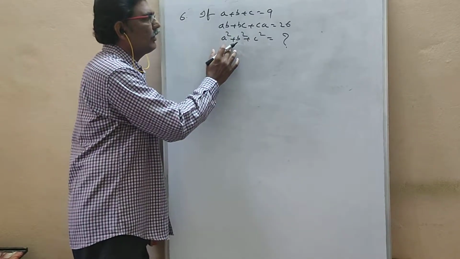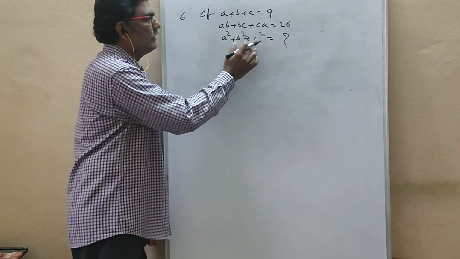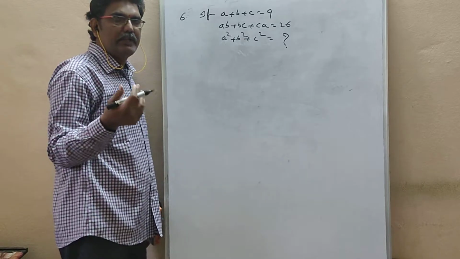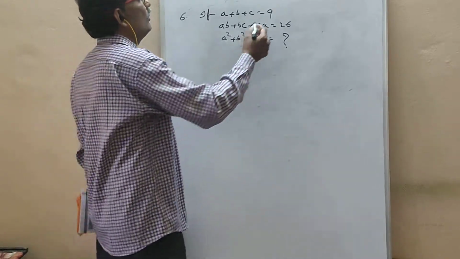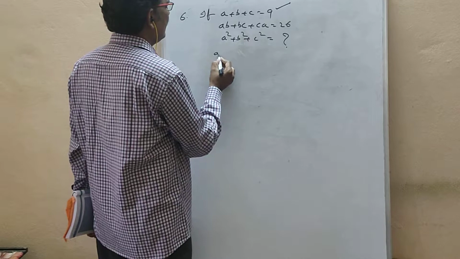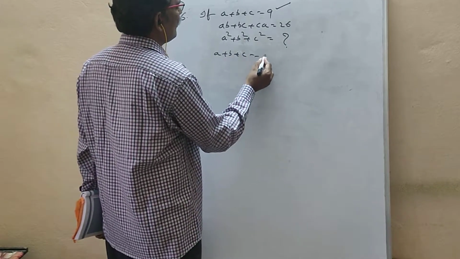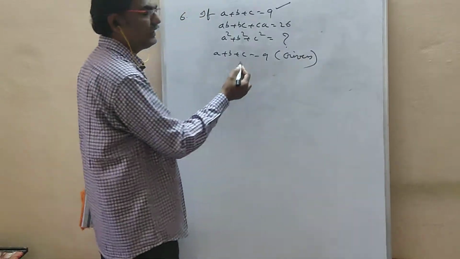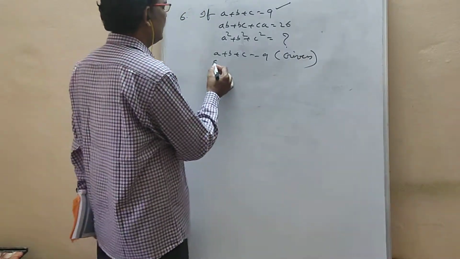He is asking this formula. So a square plus b square plus c square and ab plus bc plus ca. In which formula it will be there, you have to remember. So first I am taking a plus b plus c is equal to 9. It is given, or not? They given this one.